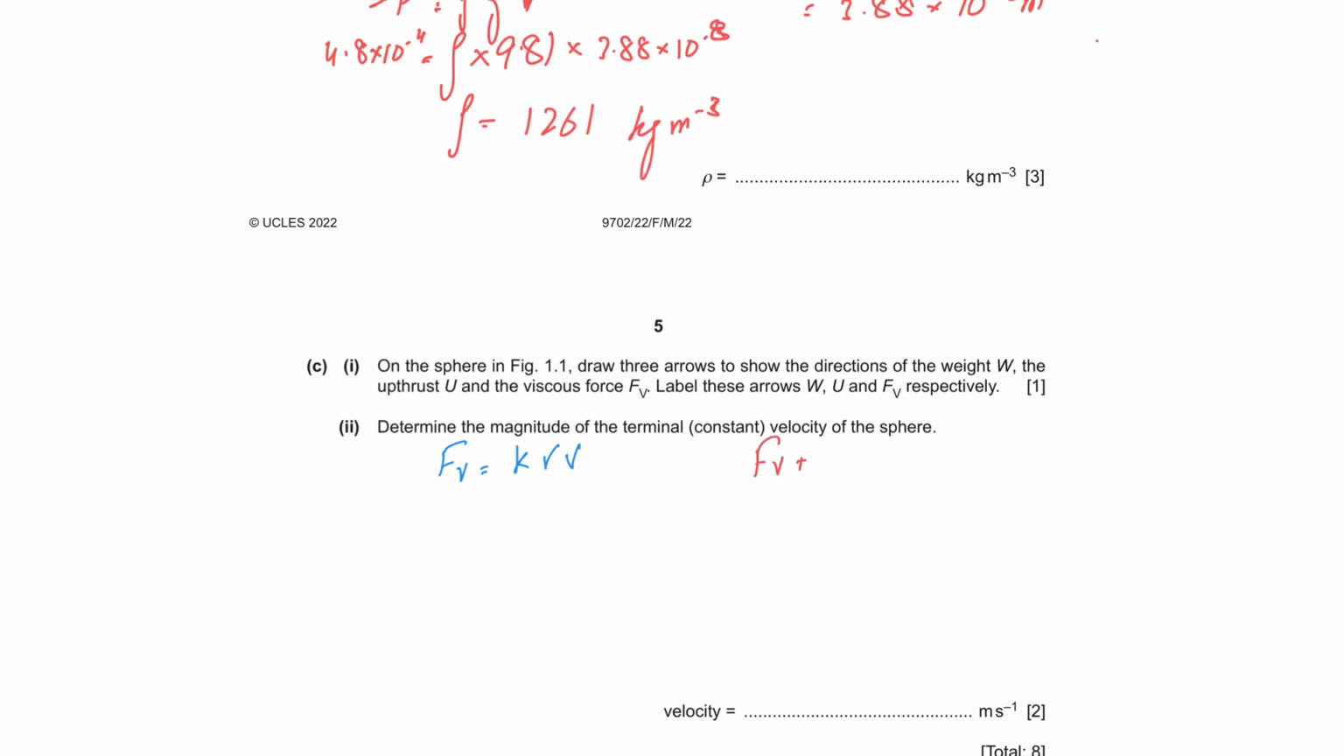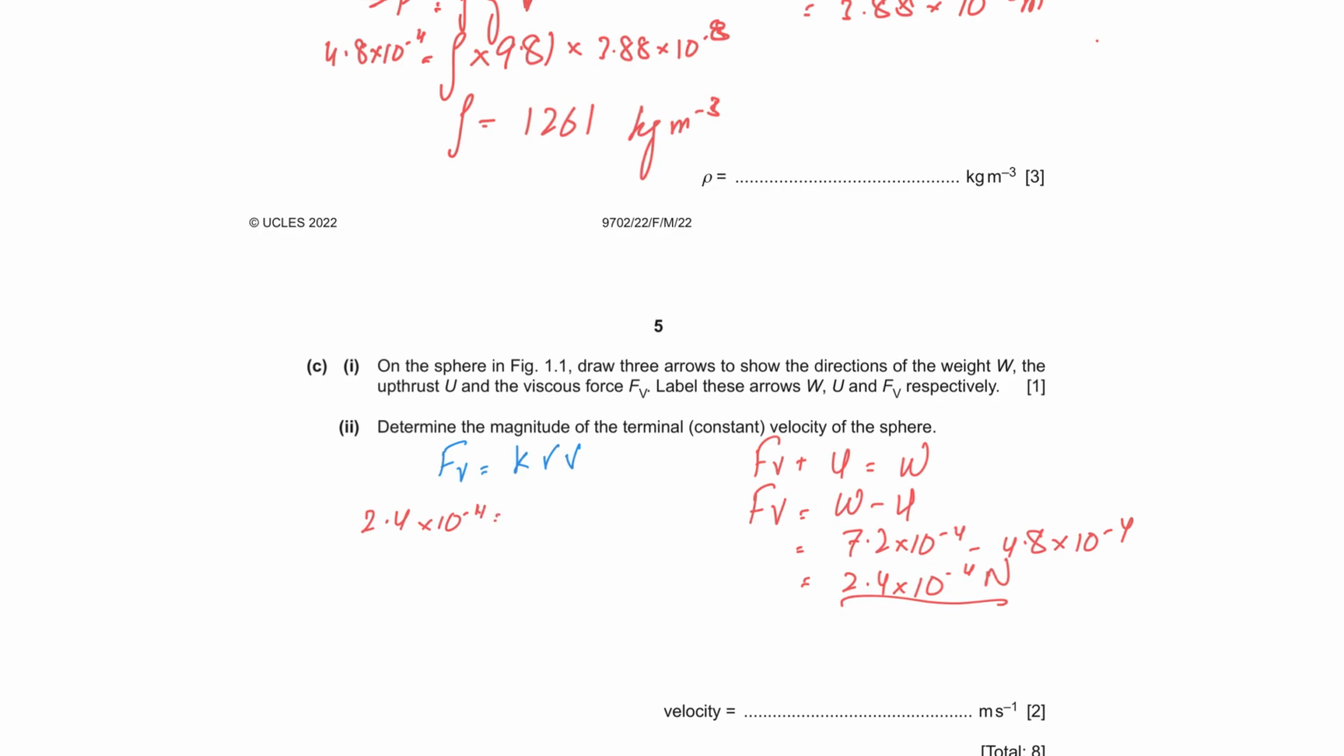Fv plus the upthrust is equal to the weight. Do we have the upthrust? Yes, we do. Fv is equal to W minus upthrust. What's the weight? The weight is 7.2 into 10 to the power minus 4. What is the upthrust? The upthrust is 4.8 into 10 raised to the power minus 4. And that gives us the viscous force, which is equal to 2.4 into 10 raised to the power minus 4 newtons. Now we'll use that viscous force over here in our first equation.